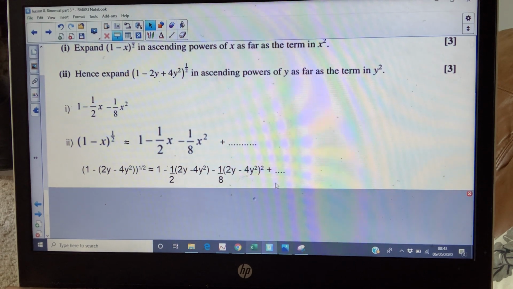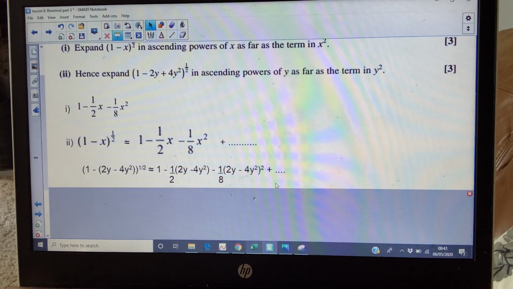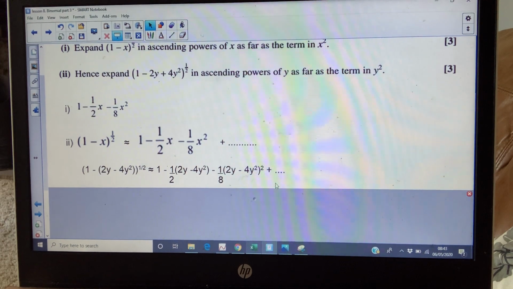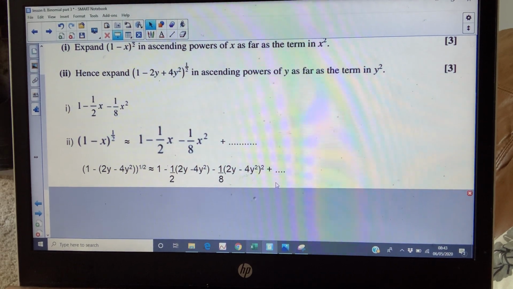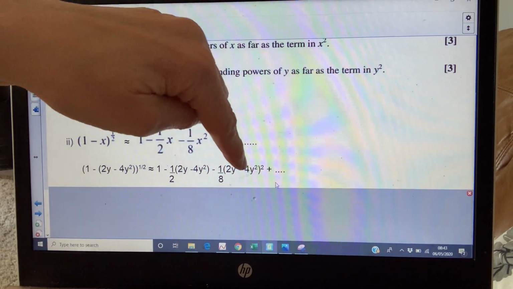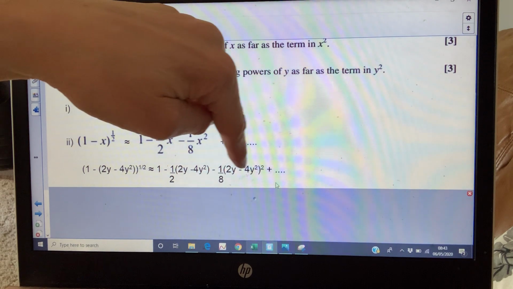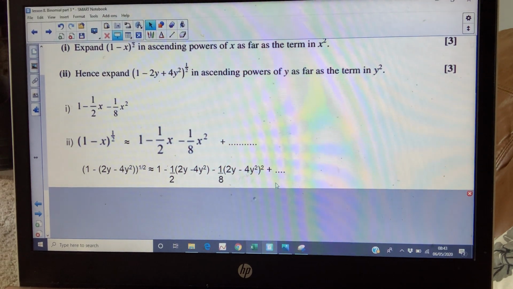Now let's look at the question. So it wants you only to go as far as y squared. So the minute I'm going to start getting things that are like y cubed or y to the 4, which I might get when I expand this bracket, then I'm not going to bother with them, okay? The question is not interested in them at all.